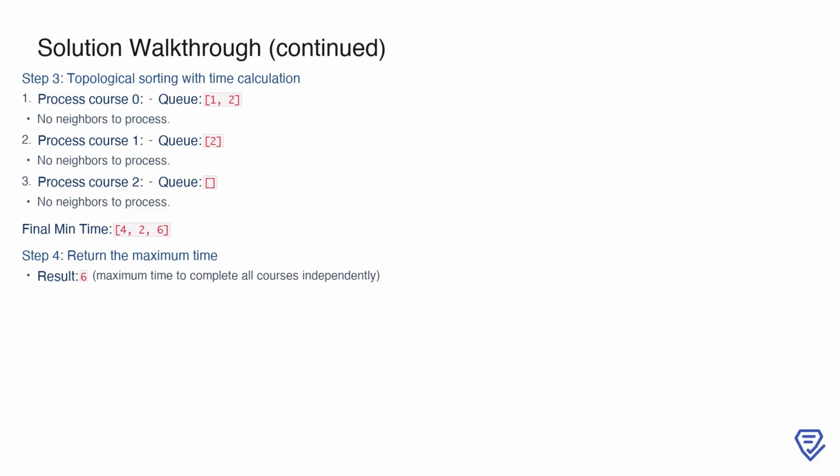We process course 0, then course 1, and finally course 2, removing each from the queue one by one. The minimum time array remains unchanged as 4, 2, and 6. The maximum value in this array, 6, represents the total time required to complete all courses. Since the courses are independent, this is simply the time required for the longest course.